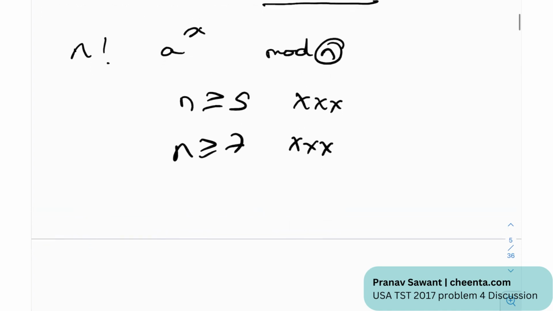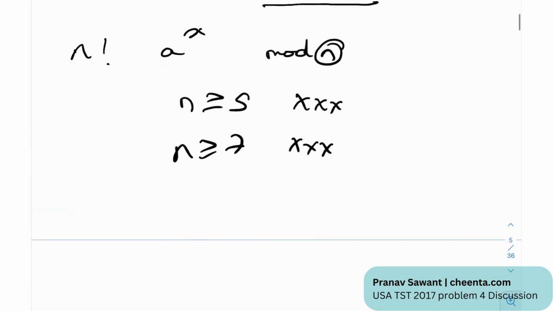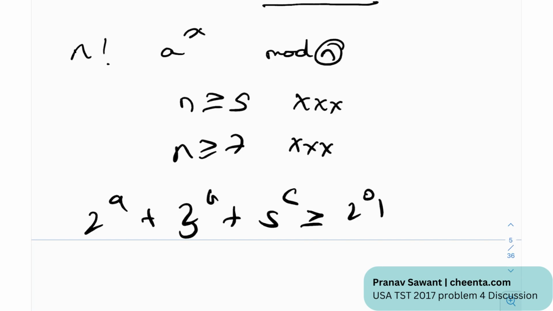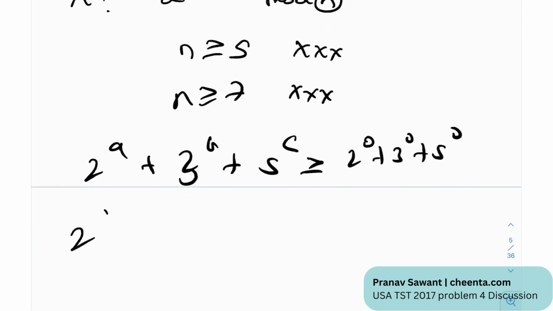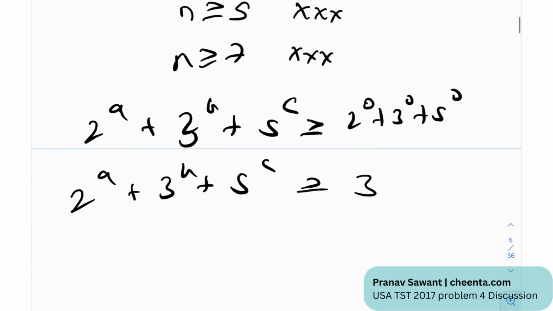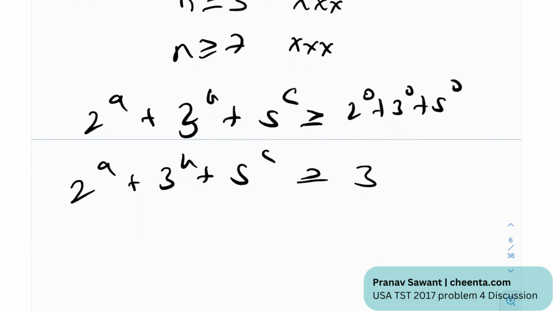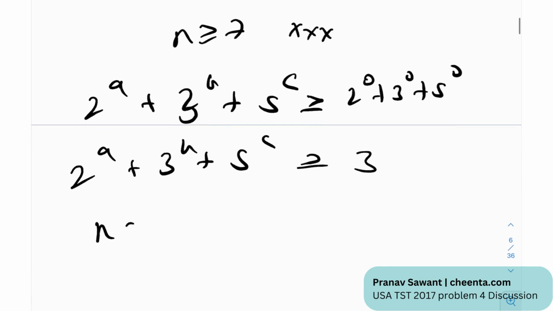So first thing is maybe we can form an inequality over here. 2 raised to the power a plus 3 raised to the power b plus 5 raised to the power c is going to be greater than or equal to 2 raised to the power 0 plus 3 raised to the power 0 plus 5 raised to the power 0, because these are non-negative solutions. 0 is obviously a non-negative number. It's neither negative, nor positive. So this quantity on the left hand side is going to be at least 3, right? It's going to be at least 3. So what we can say is that n equal to 1 and n equal to 2 can never be solutions.